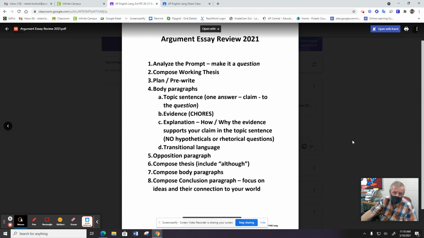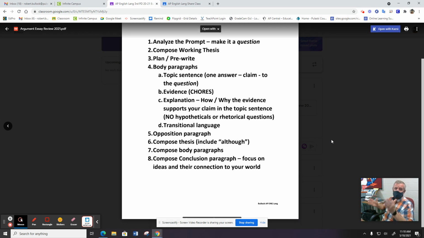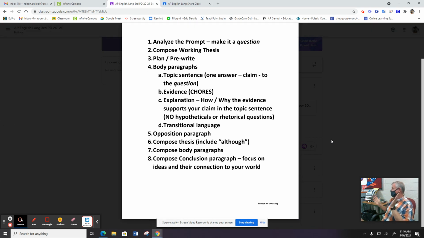Oh, okay. So then we do that. Now we do that for our body paragraphs, plural. How many body paragraphs should you have in an argument essay? Probably three. Probably three. Then we go to our opposition paragraph.